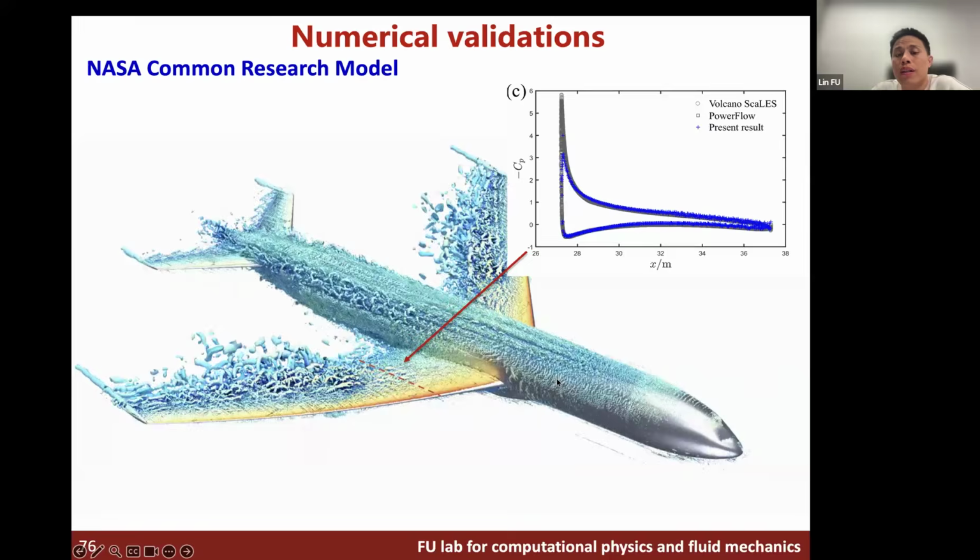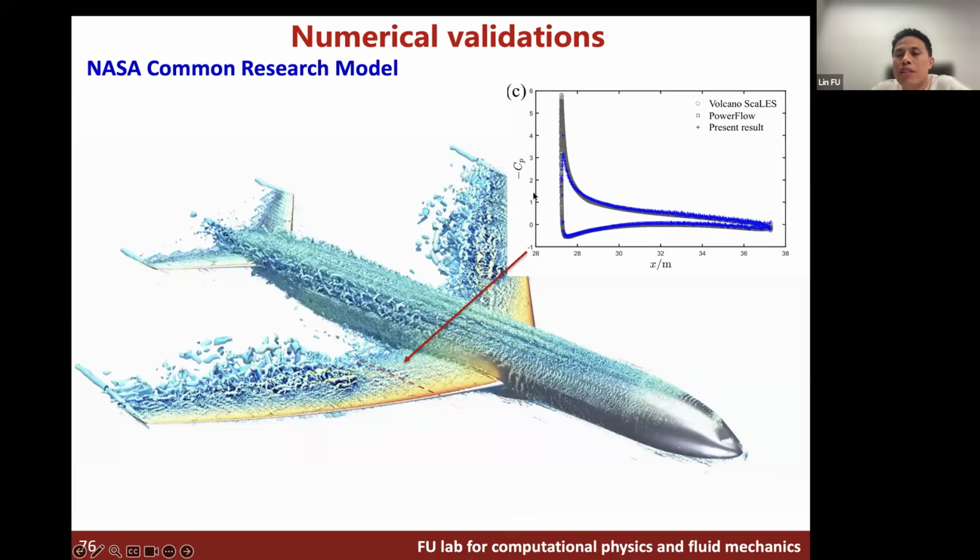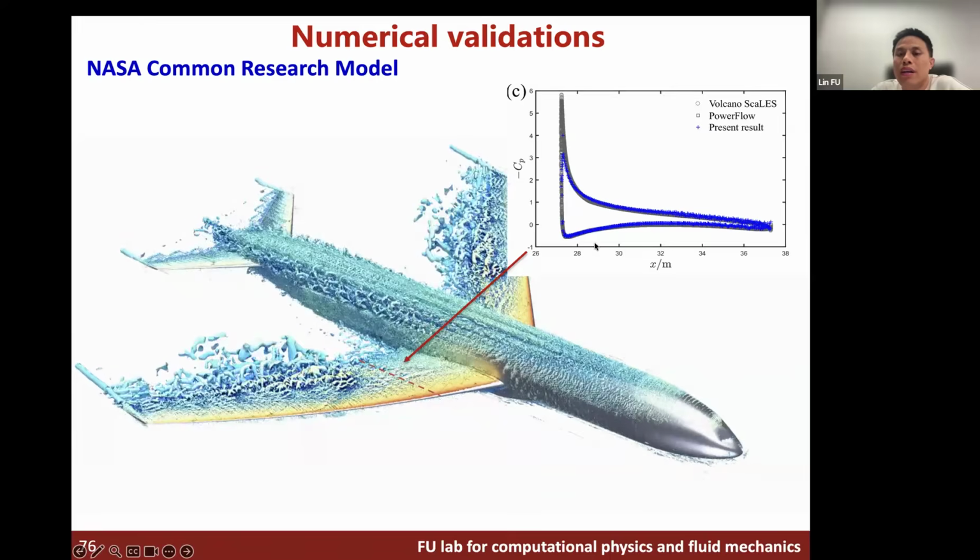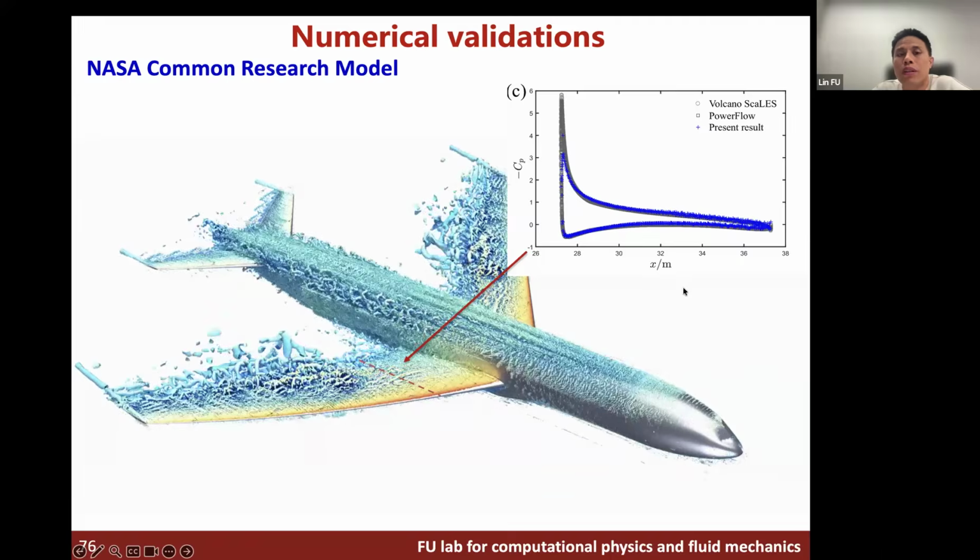wall-model LES framework. If you have a very dissipative scheme or turbulence model, you are going to dampen most of the structure. And we compare the pressure distribution with other solvers, and actually I didn't show that. We also compare with other experiments, and we get very good agreement.